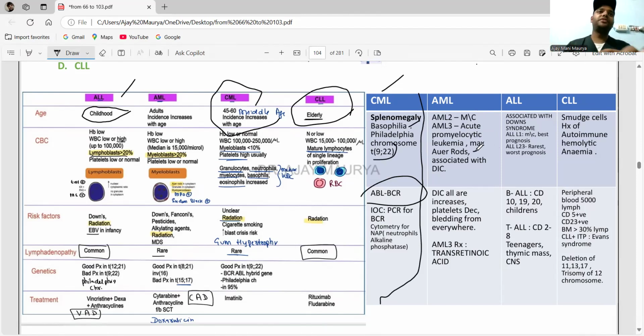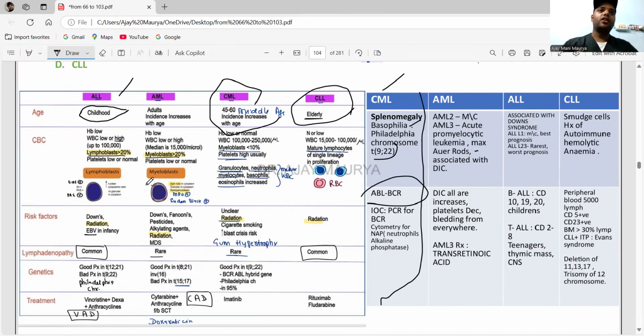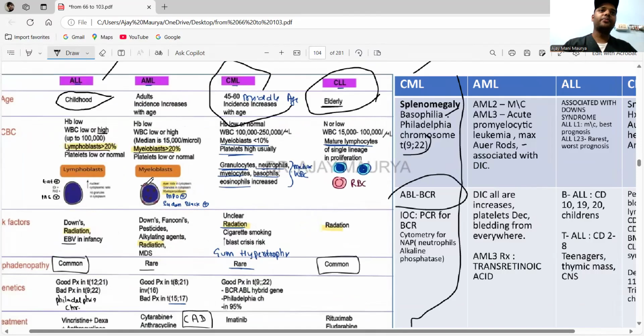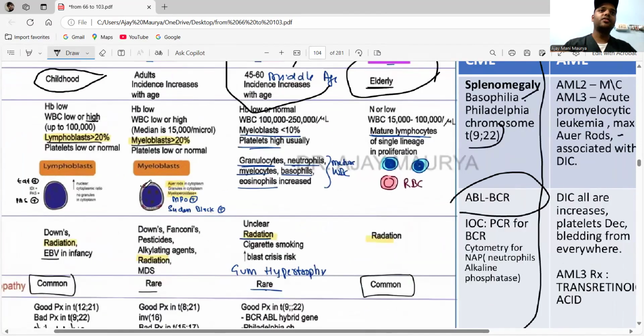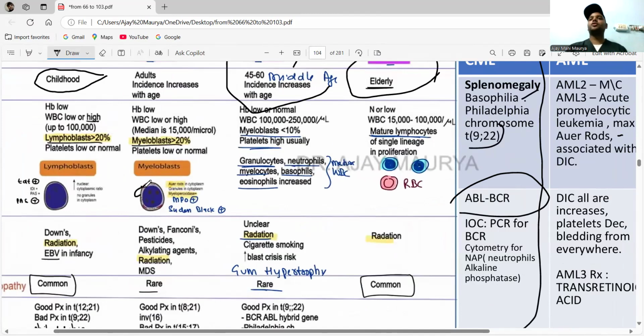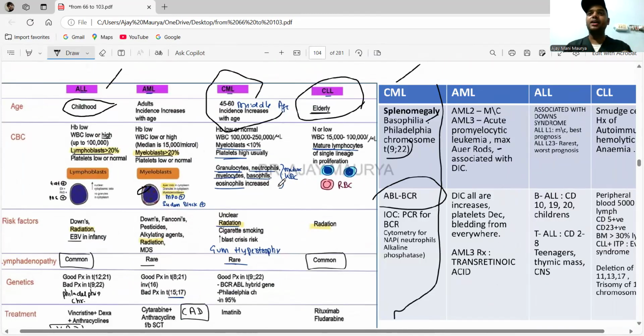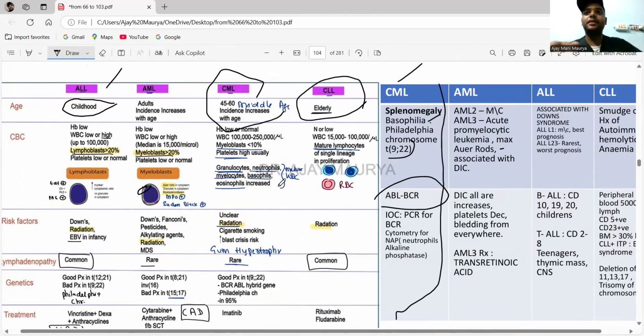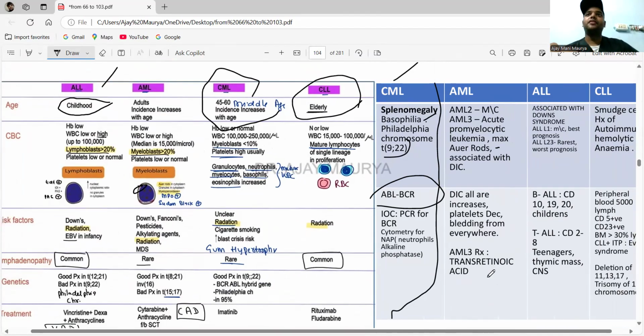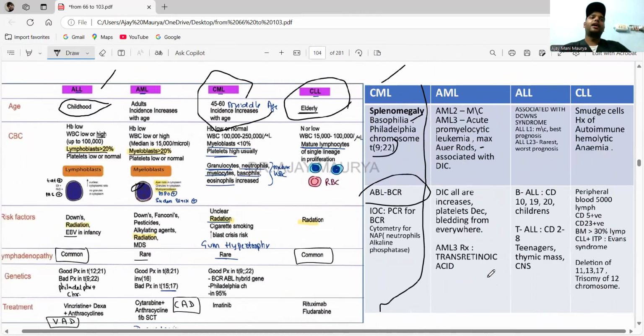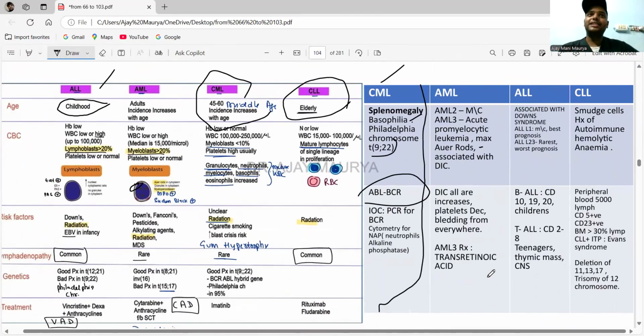So guys, these are the Auer rods here. Mostly they are going to give the images. You have to see if there are Auer rods or not. This is what they are going to ask in the questions. Then they are going to ask what the treatment for AML type 3 is: all-trans retinoic acid. That's it. From the ALL, I think I told already, it is most common in childhood.